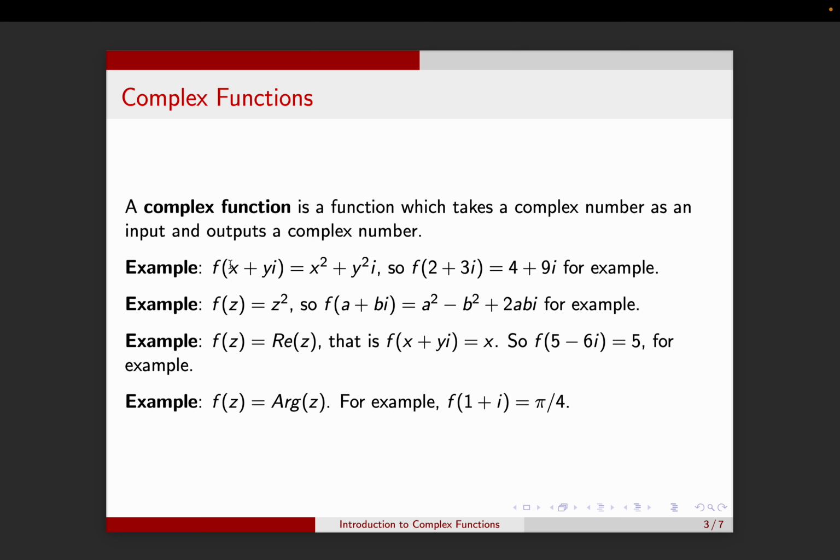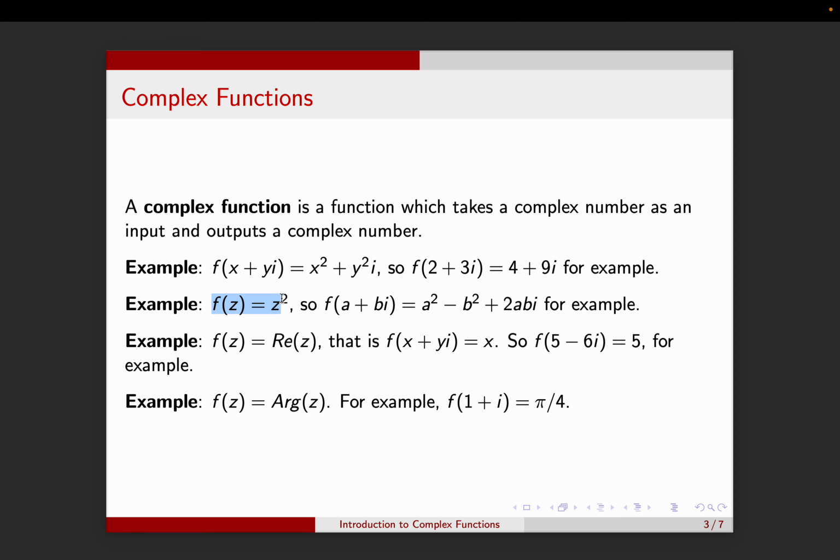So here are several examples. This first one says if I give you x plus yi, the function gives back x squared plus y squared i. So kind of like a quadratic function, although not literally, you're not literally squaring this, but it has the same flavor. So if you input 2 plus 3i, the function gives you back 4 plus 9i, for example.